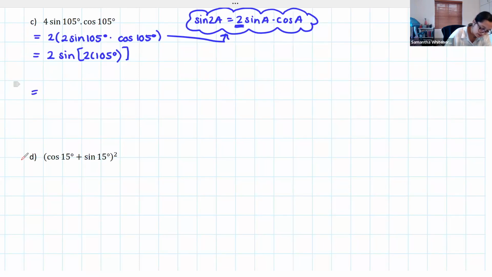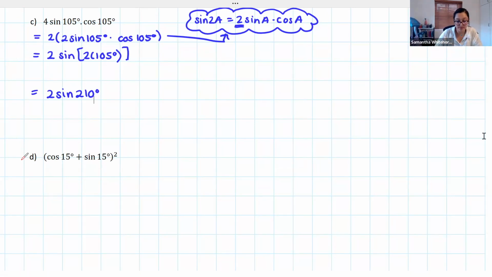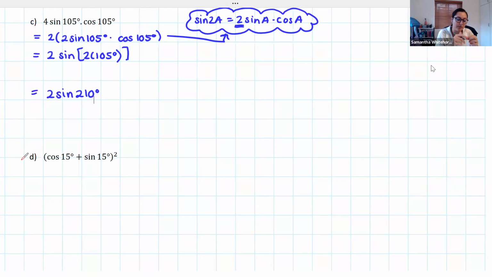I'm going to have to skip a line, sorry. 2 sine, double 105 is 210. All right, now we're not done because the question, remember, originally said, determine the value of the following. I have yet to do that. So now we have to think about all the knowledge that we have already got from trig. We're going to think about how I can get this to be a special angle.